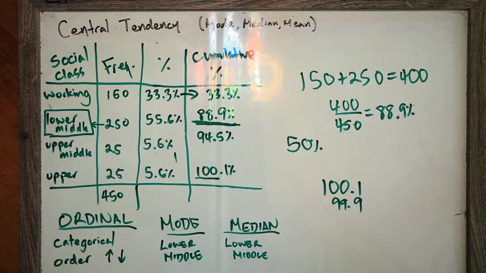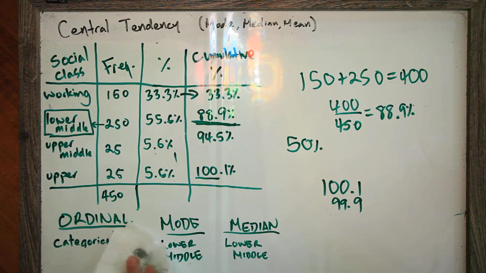Now, the last measure of central tendency is the mean. But as we know, we cannot find the mean for ordinal data because the data aren't numerical. You can only find the mean for interval ratio data because the mean requires numerical data. Okay? It requires numerical data. So, now that we've found the mode and the median for an ordinal variable in a frequency table, we're going to move on to interval ratio data.